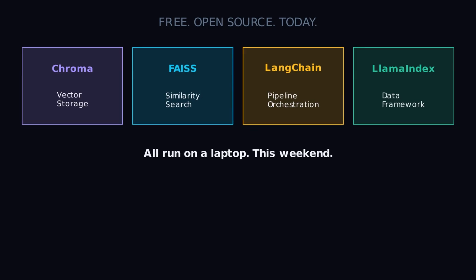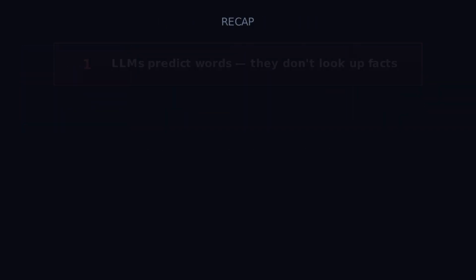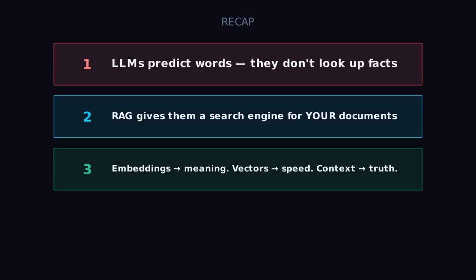Chroma for vector storage. FAISS for similarity search. LangChain and LlamaIndex to wire everything together. You don't need a PhD. You don't need a data center. You can build a RAG system this weekend on your laptop.